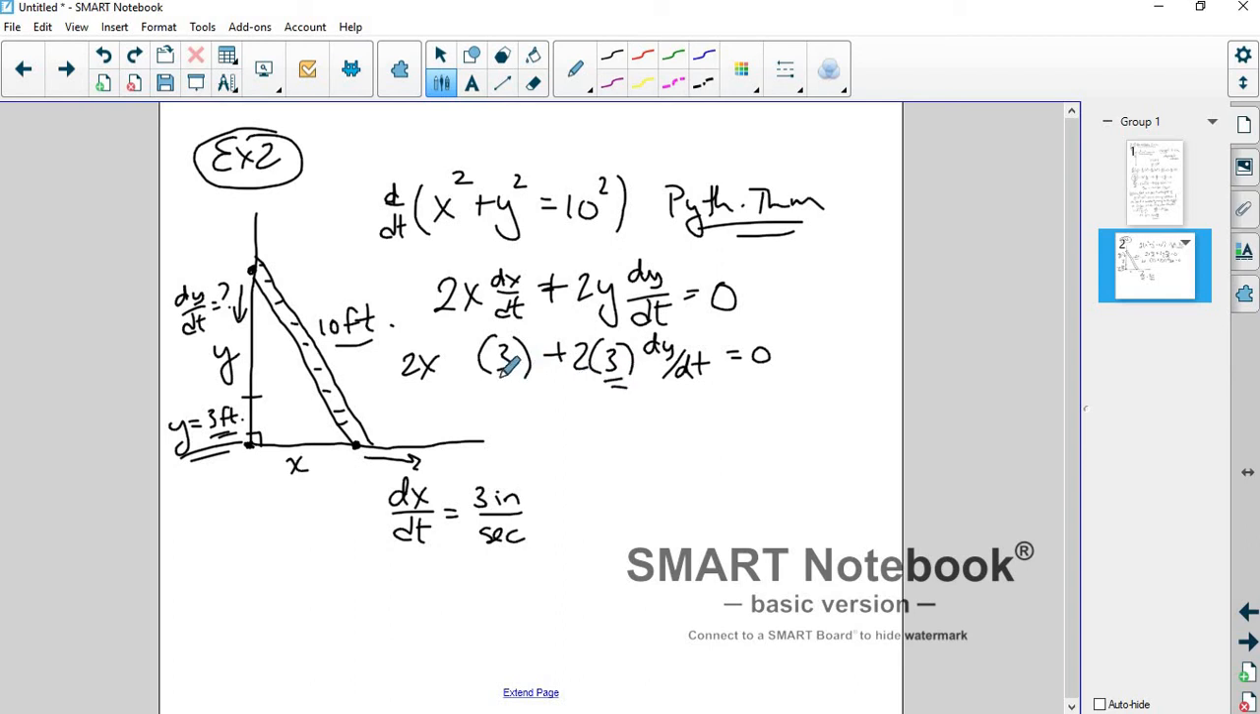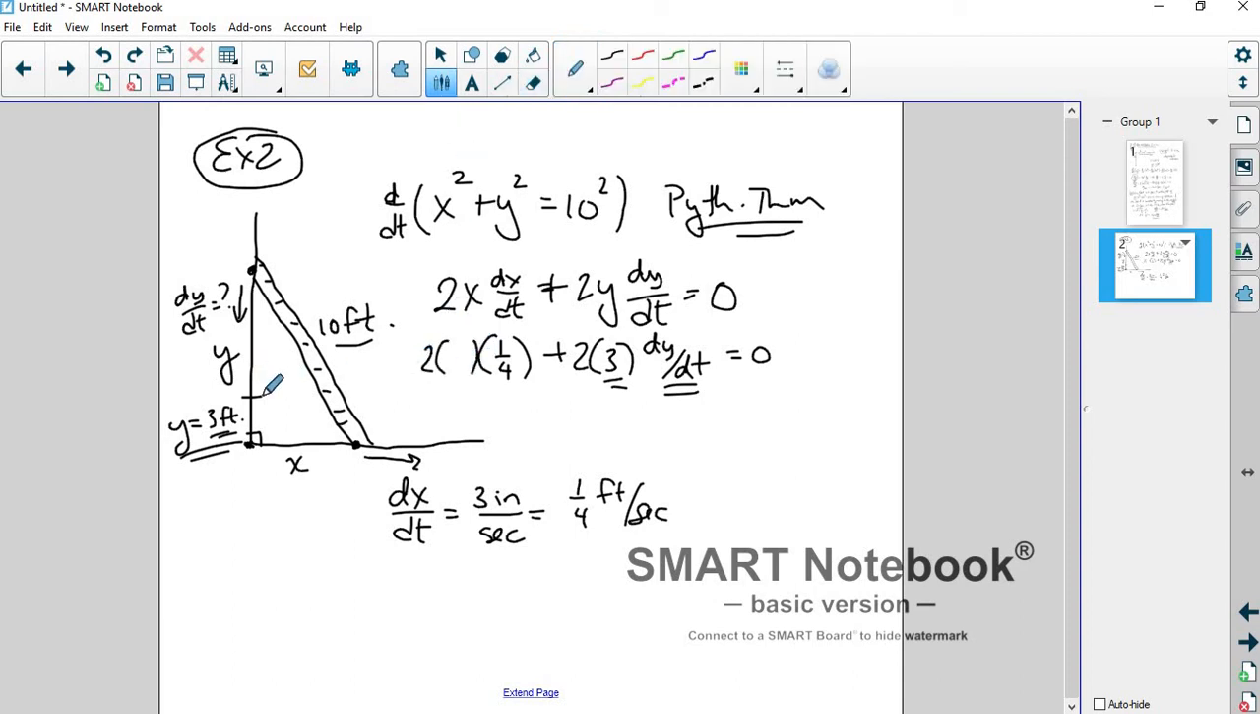Wait a minute, this is feet, this is inches. I can't do that. I've got to change this into 1/4 of a foot per second, right? Divide by 12, 12 inches in a foot. And so I've got to replace that. Careful, make sure your units match. But wait a minute, I'm looking for dy dt. I still don't have x. What do I do? Well, I've got to find x.